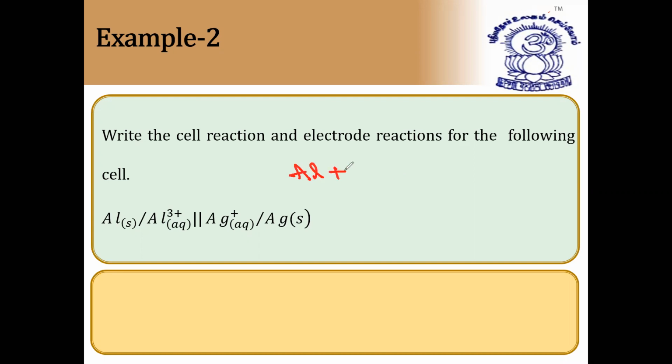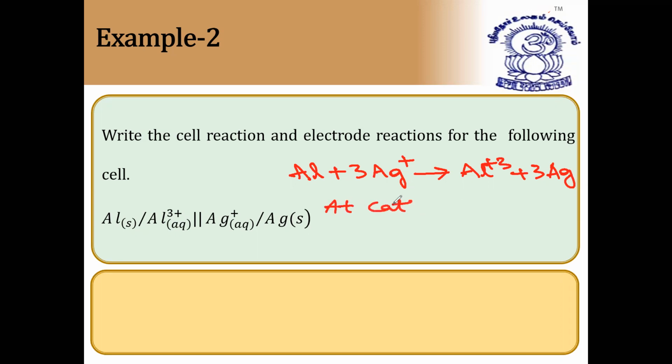So simply you write Al plus 3 Ag plus, because it is donating 3 electrons, gives rise to Al 3 plus plus 3 Ag. So this is the actual cell reaction, because aluminum changes from 0 to plus 3, and Ag plus changes to Ag, so it is changing from plus 1 to 0. So silver is undergoing reduction, and aluminum is undergoing oxidation. Aluminum changes to Al 3 plus, so it should lose 3 electrons, and those 3 electrons will be gained by the silver ions.